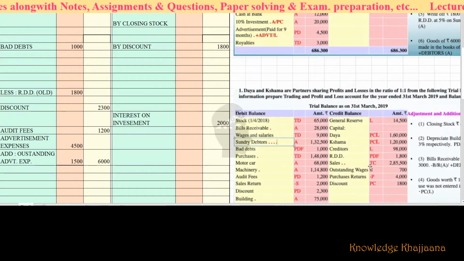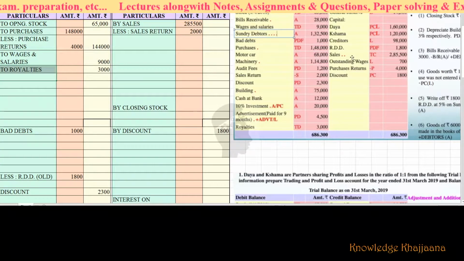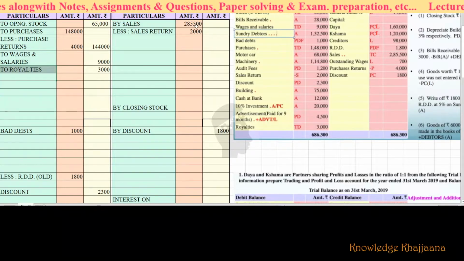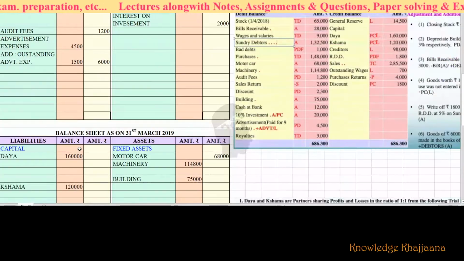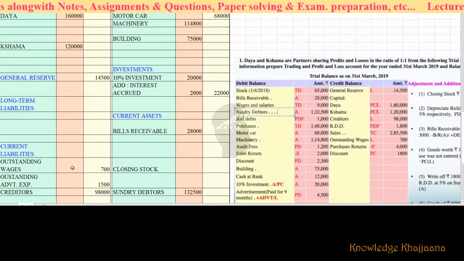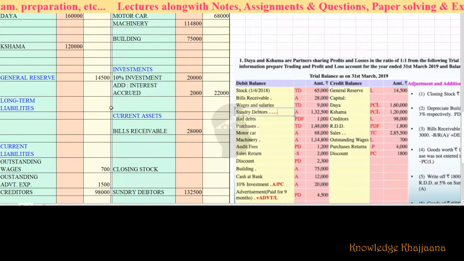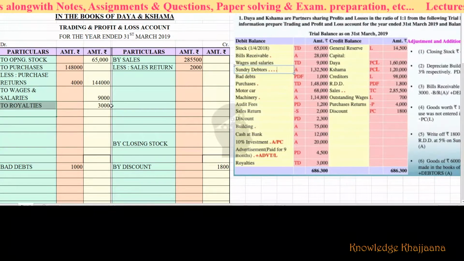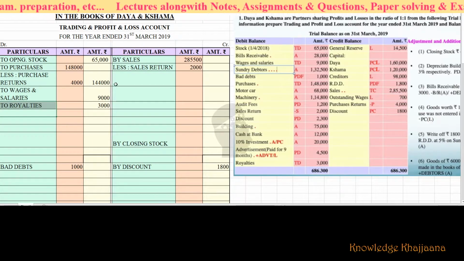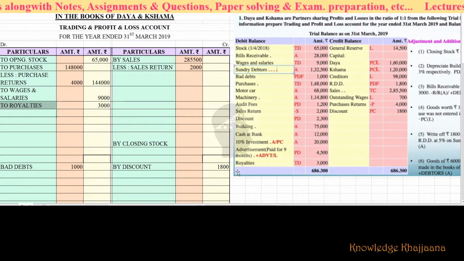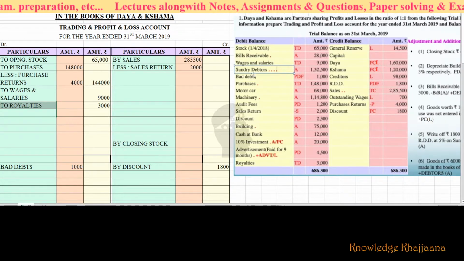Then sales, trading account credit side, rupees 2,85,500 sales. Outstanding wages liability rupees 700. Purchases return, less from the purchases, rupees 4,000, right? And discount on profit and loss account credit side rupees 1,800. Okay, so far we have completed all the items which are given in the trial balance.